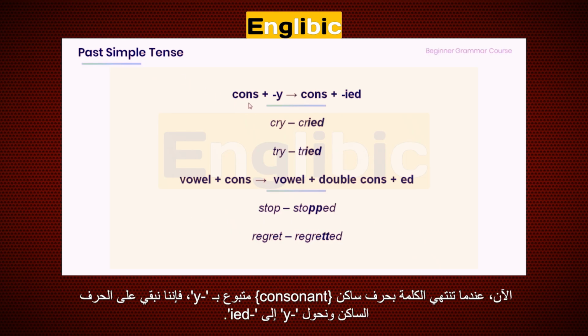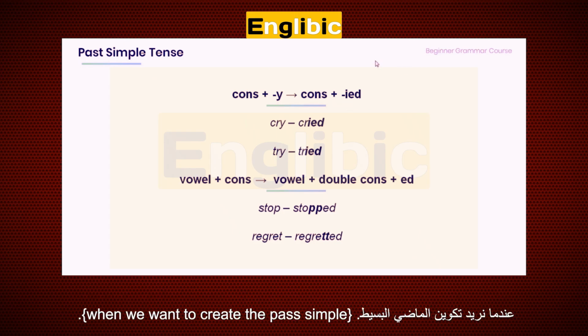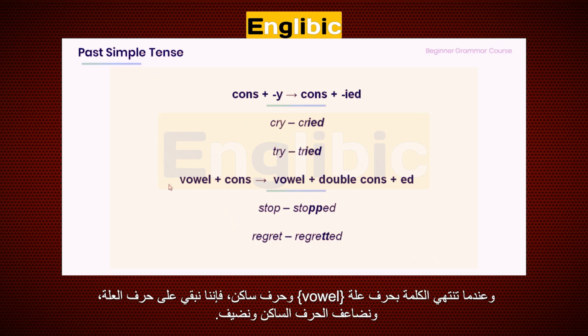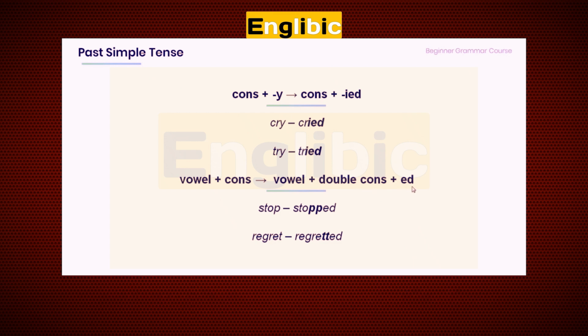Now when a word ends with a consonant plus y, we keep the consonant and turn the y into IED when we want to create the past simple. Have a look at the following words. Cry, cried. Try, tried. And when a word ends with a vowel and a consonant, we keep the vowel, double the consonant, and add ed, as in the example below. Stop, stopped. Regret, regretted.